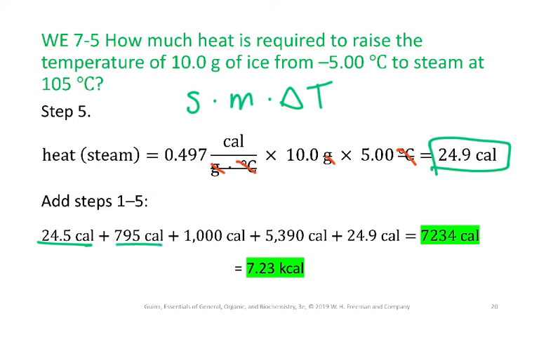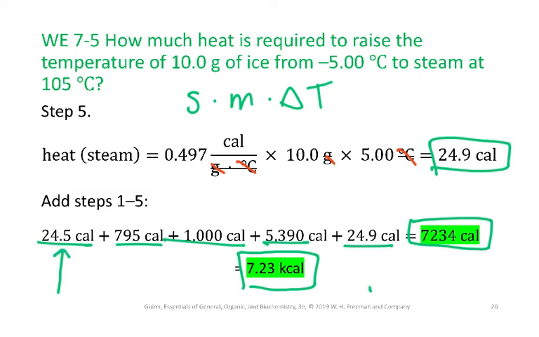So we take our answers, add them all up, and we get 7,234 calories, or you could say 7.23 kilocalories. You'll notice that heating the ice and the steam do not actually contribute very much to the total here. The majority is actually vaporizing. But anyway, there's our answer. Like I said, this is the longest problem you can get because these are the only phases. You might get some portion of this, but once you've seen it all together, hopefully that helps.